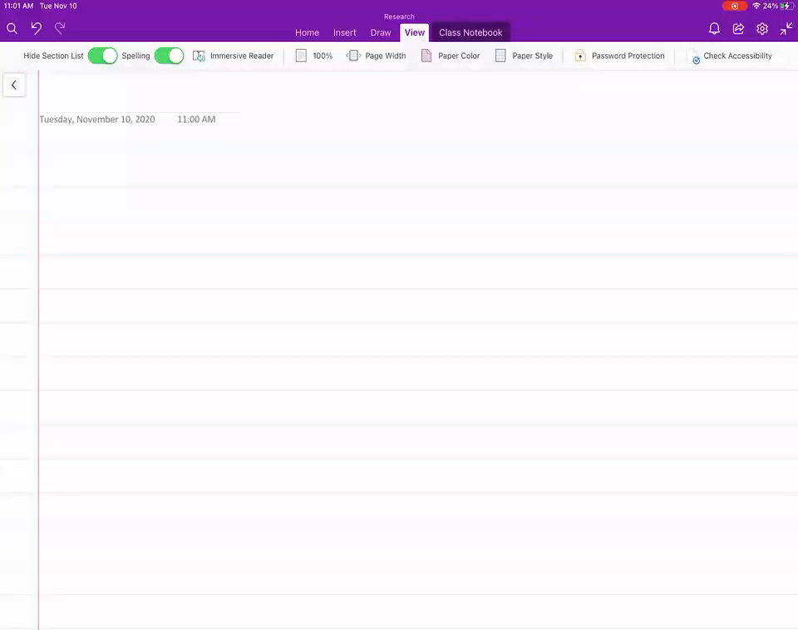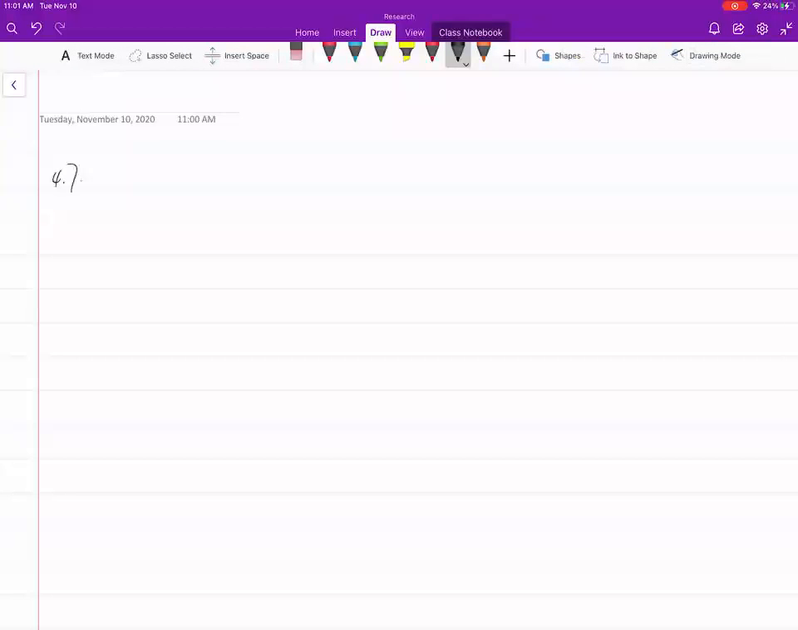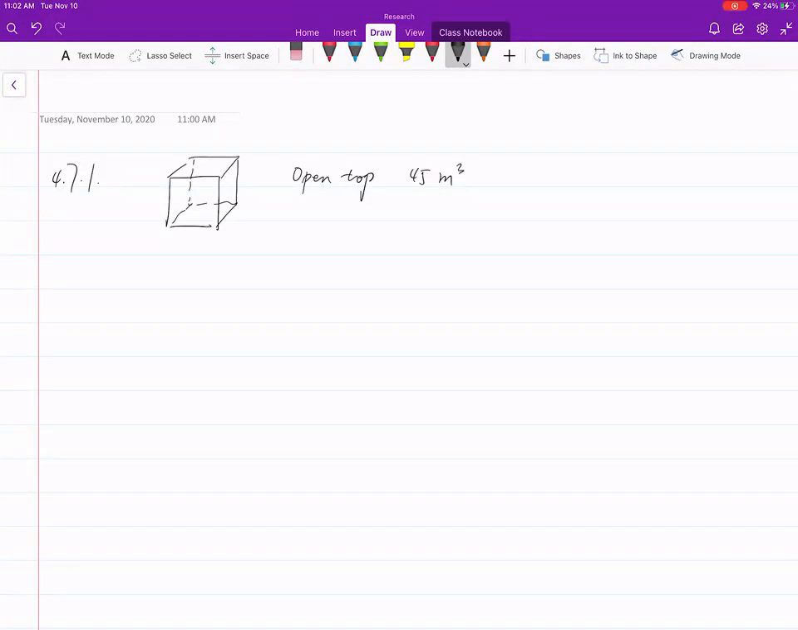4.7, number 1. A rectangular storage is to have this, okay? You have a rectangular storage with open top, which holds 45 cubic meter. Oh, it's a container. Okay, that makes sense now. The length of the base is twice the width.